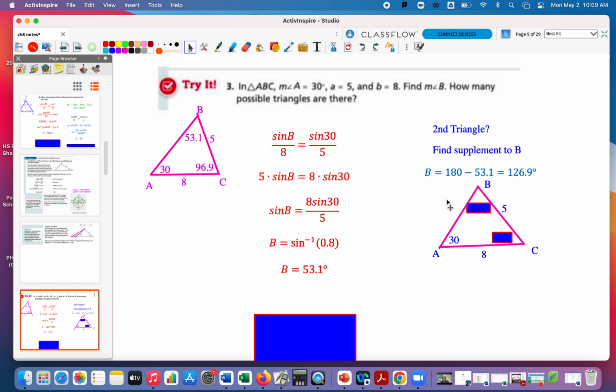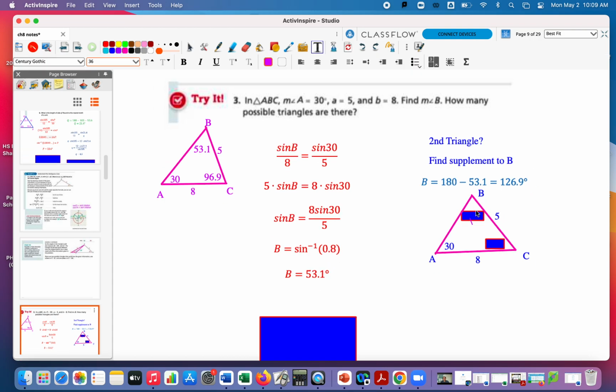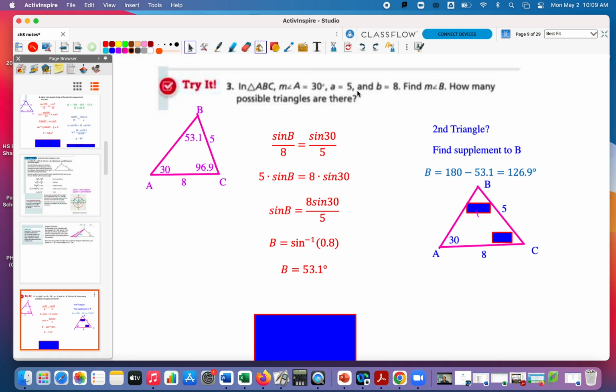So maybe angle B is this. And if I subtract these from 180, you notice everything else stayed the same. Angle A was always 30. This side was always 8. This side was always 5. I'm just seeing that maybe this angle is bigger than what the other one could be.